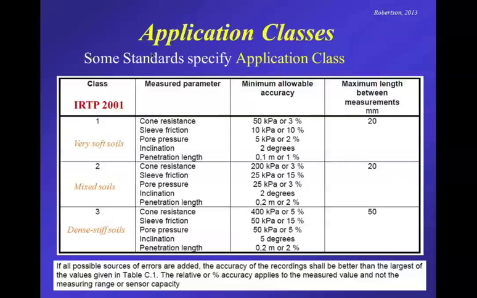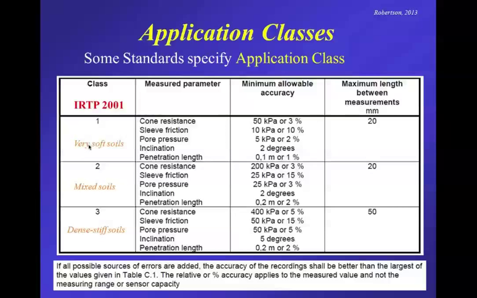So a number of the standards now are beginning to specify application classes, and typically there's 3 of them. It depends on the standards. Some have 4, but typically you see 3. So here the International Reference Test Procedure gave 3 classes. Class 1, the very highest class of accuracy, you can see said you had to have accuracy of about 50 kPa on the tip, 10 on the sleeve, and 5 on the pore pressure. And then those numbers get bigger as you go to class 2 and even larger on class 3.